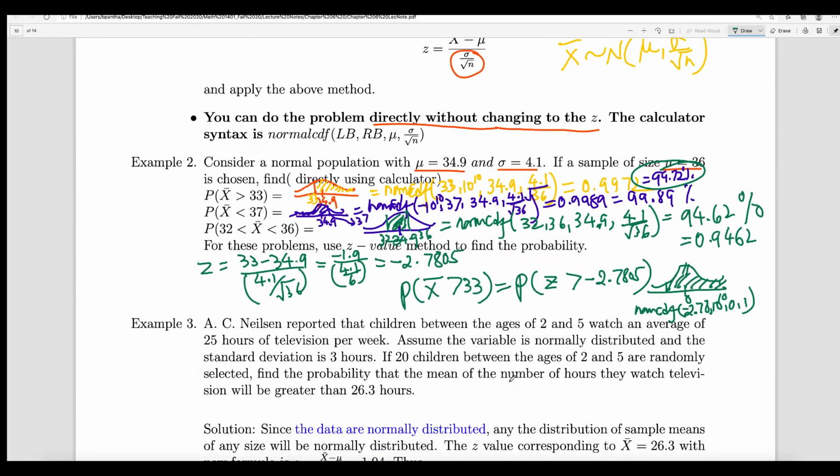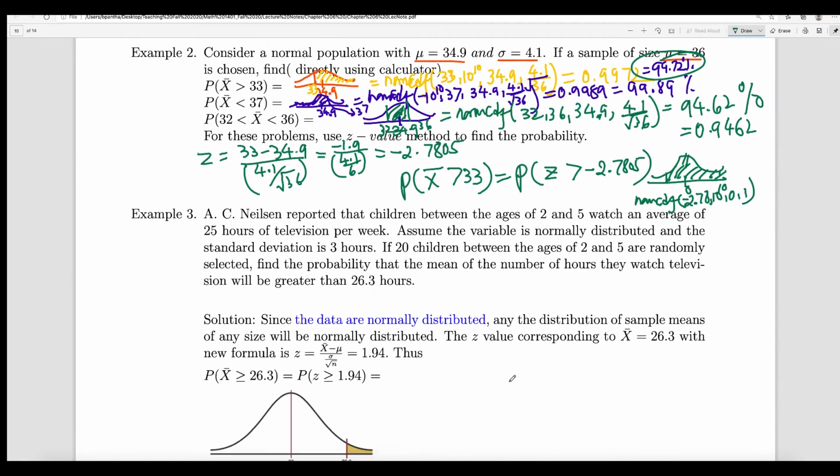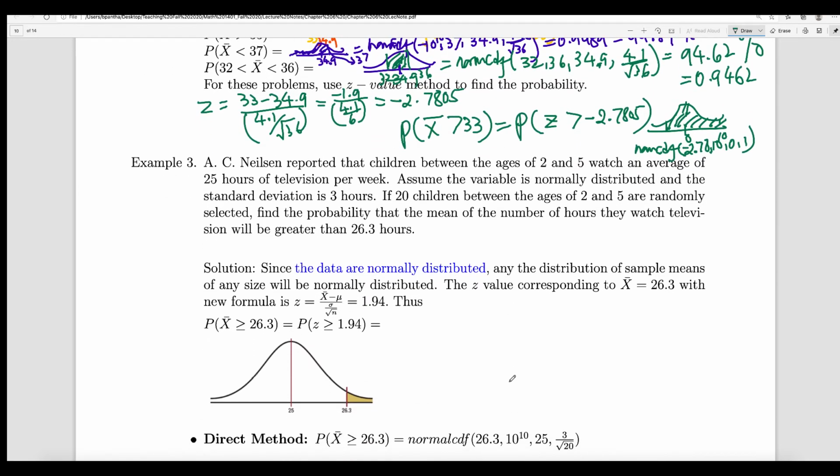Okay, let us do some examples. Okay guys, so let us do that.